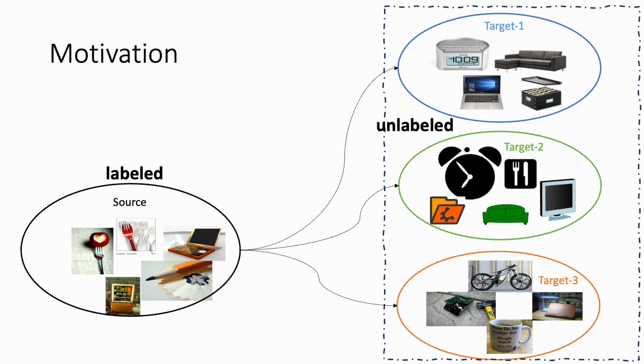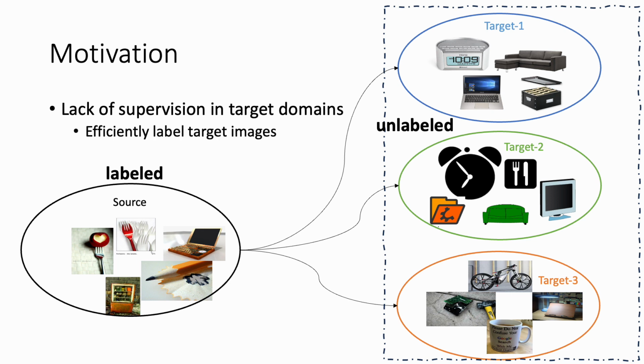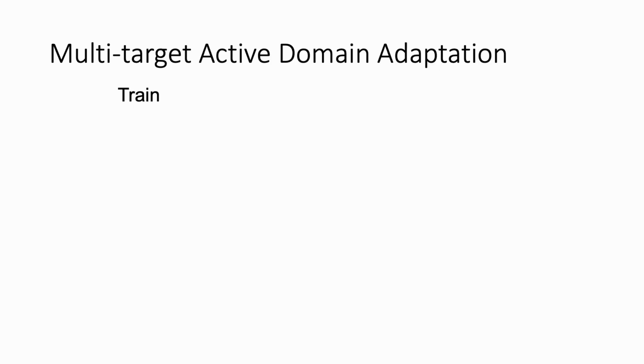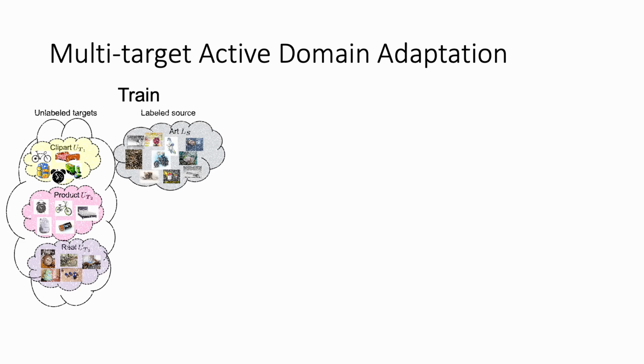However, without any labeled target samples, there is a lack of supervision in the target domains. Therefore, we propose to efficiently label a few target images using active learning. We propose the multi-target active domain adaptation task. During training, we initially have all labeled source images and unlabeled target images from multiple domains.